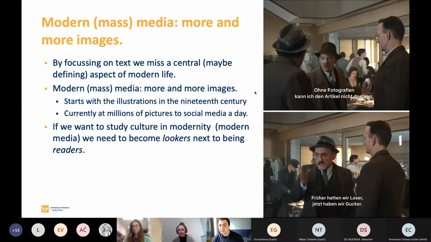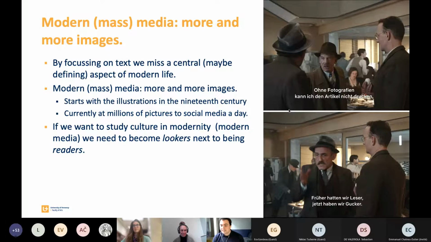So if we want to study culture and modernity, we need to become lookers and not only readers. I'm not sure if German is included in one of the many official languages we are speaking here today, but as you can see on the slide, these two photographs are from my favorite TV show, Babylon Berlin, where the reporter is asked to supply pictures, and the other guy says, we used to have readers, now we have lookers. So I think we need to become, in fact, lookers, or a little bit.